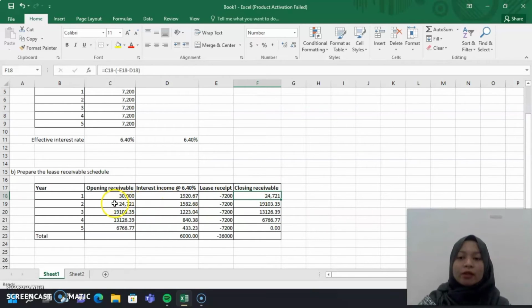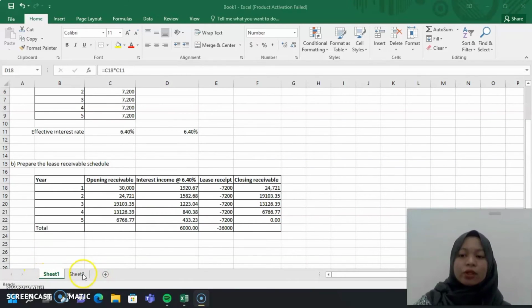And for the opening receivable amount for the next year, we take it from the closing receivable amount, which is brought forward. So the calculation for the next year is the same as the first year. And the closing receivable amount for the 5th year is 0.